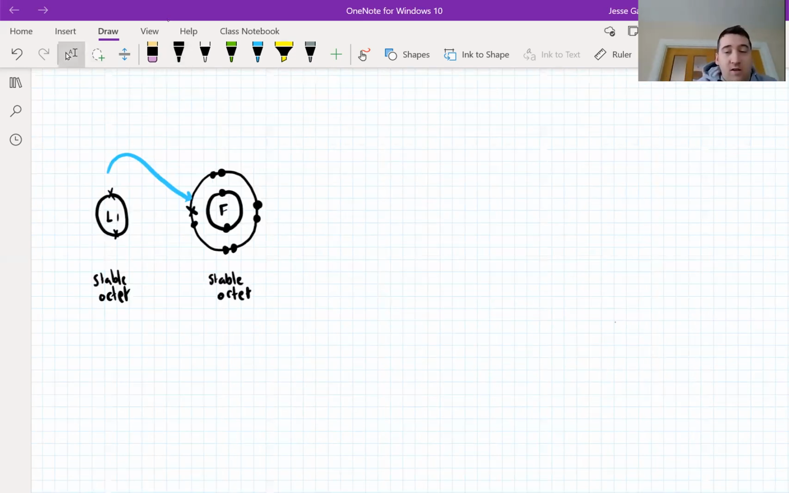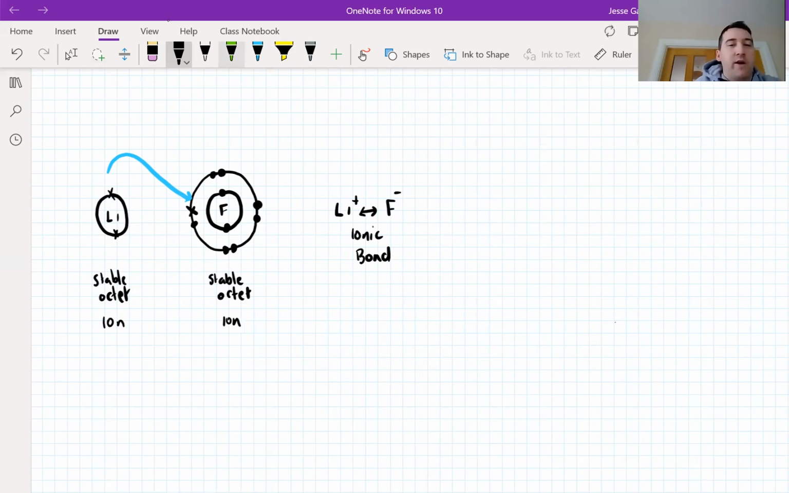What that does is create a situation where we've now got a lithium plus ion, and a fluorine minus ion, because the fluorine has taken an extra electron, so it now has 1 extra negative charge, and the lithium has lost an electron, which means it's got 1 extra positive charge. And these two things then stick together, and this is what we call an ionic bond. This is why these make an ionic bond.